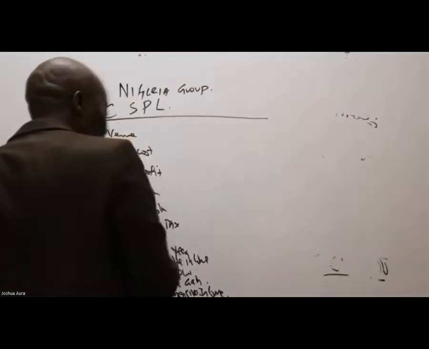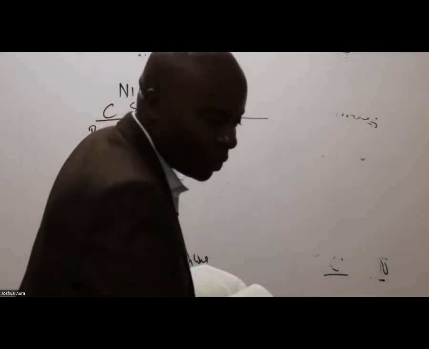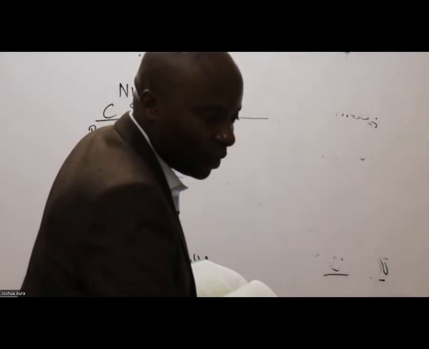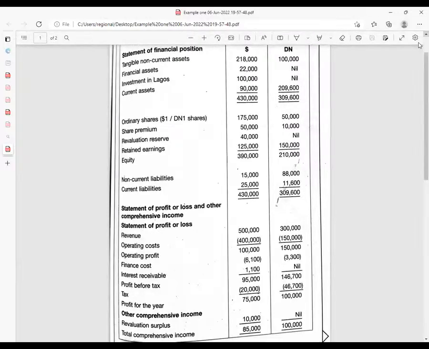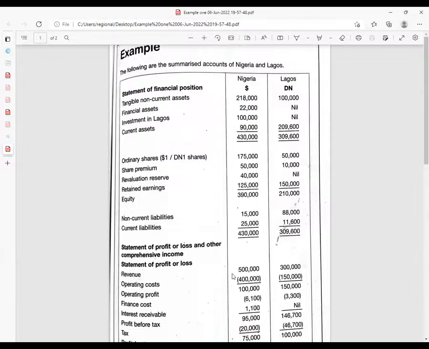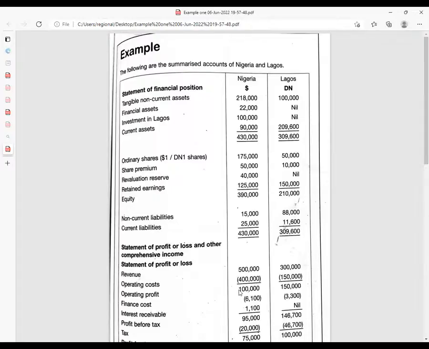Revenue, what do I do with revenue, three marks? I'll pick the 500,000. So revenue, I'll pick 500,000 plus 300,000. Remember, this 300,000 is in DN. So I need to change this. How do I exchange this 300,000 to dollars? Which rate should I use?